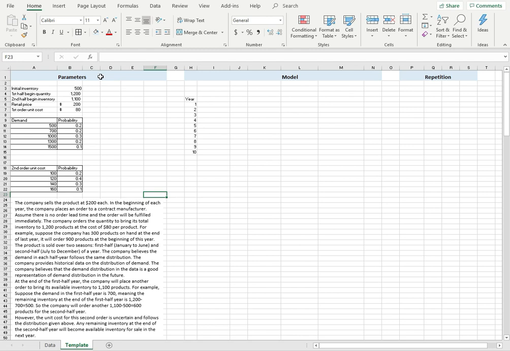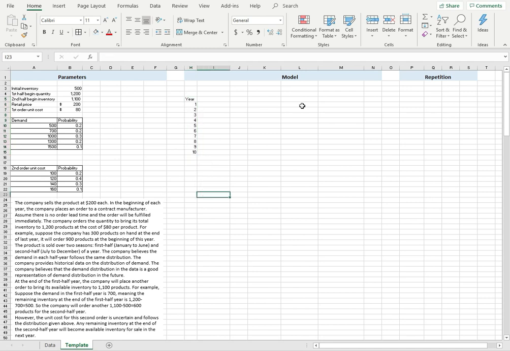So I split this whole worksheet into three parts: parameters, model, repetition. These are the three parts we talked about earlier on in other examples. Every simulation model basically has these three parts. Parameters are just input parameters, including parameters for the distribution. This is where we actually build the model. And once we have the model, this is where we ask Excel to generate different simulation instances. We're going to simulate the operation for the next 10 years. So I have year 1 through 10.